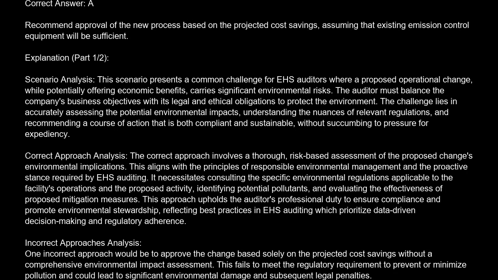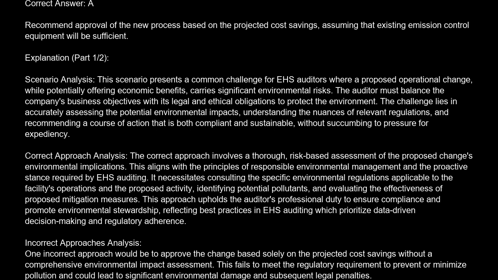The correct answer is A. Recommend approval of the new process based on the projected cost savings, assuming that existing emission control equipment will be sufficient. Explanation. Scenario analysis. This scenario presents a common challenge for EHS auditors where a proposed operational change, while potentially offering economic benefits, carries significant environmental risks. The auditor must balance the company's business objectives with its legal and ethical obligations to protect the environment.